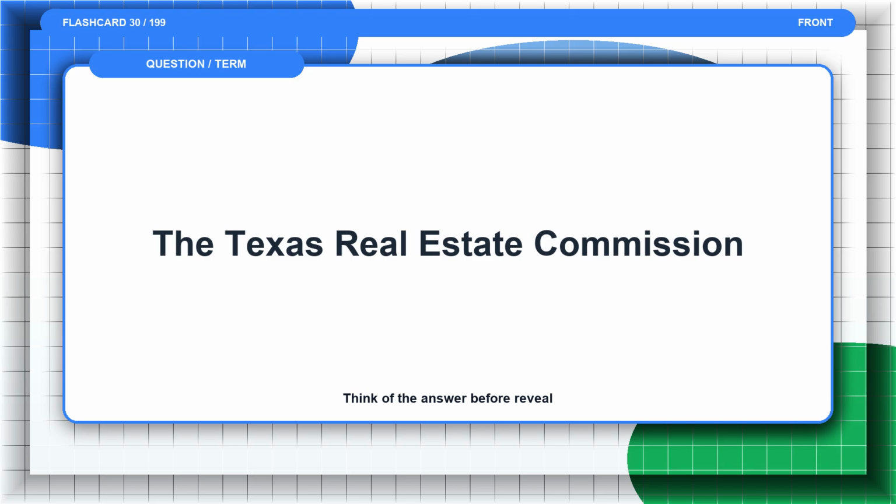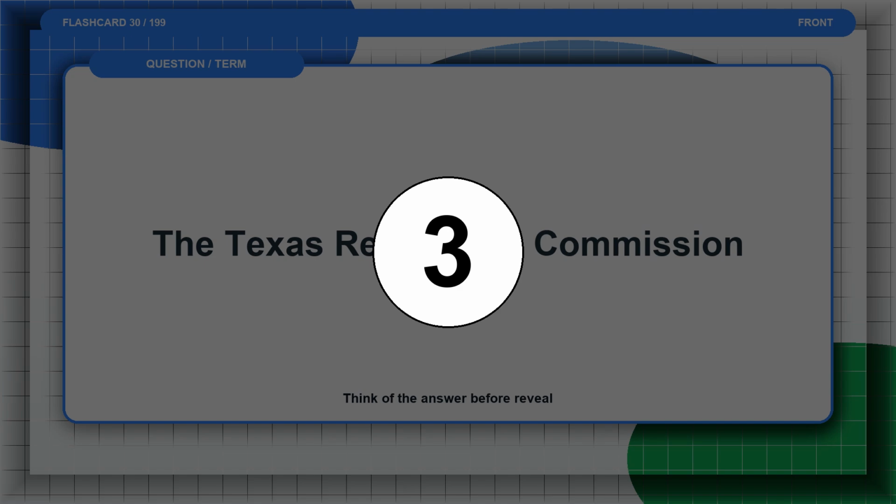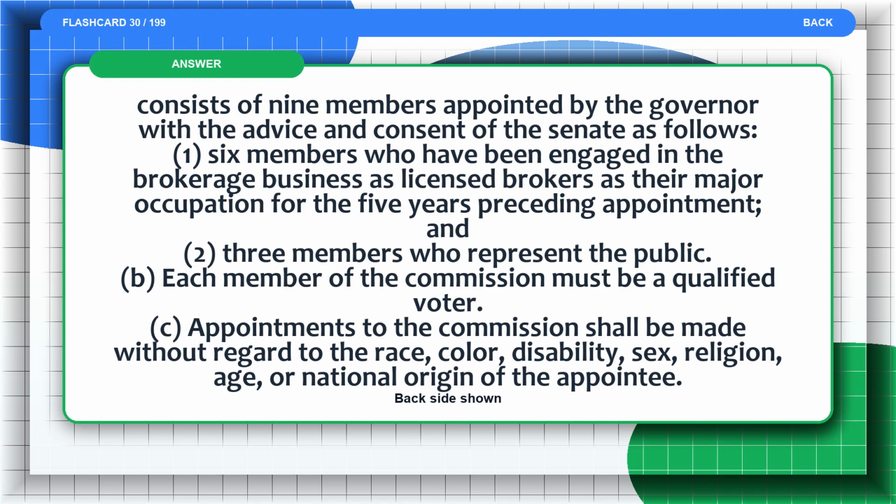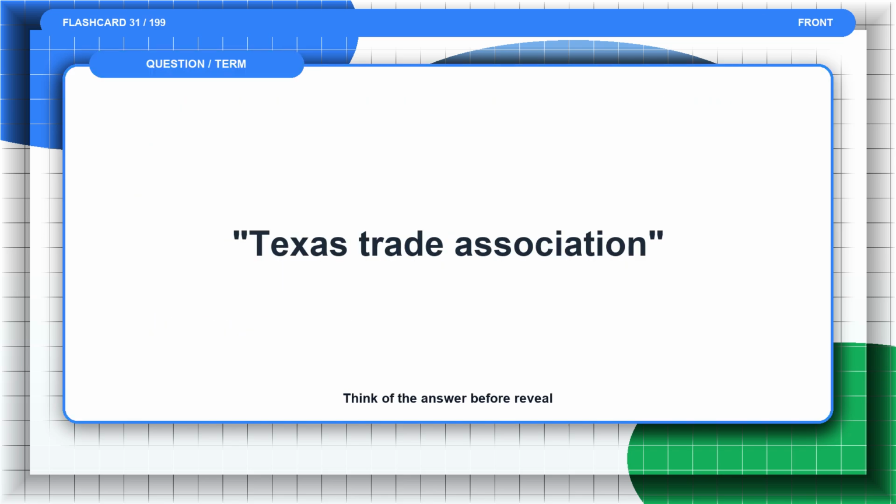Pause and think of the answer before the reveal. The answer consists of 9 members appointed by the governor with the advice and consent of the Senate as follows. 1. 6 members who have been engaged in the brokerage business as licensed brokers as their major occupation for the 5 years preceding appointment, and 2. 3 members who represent the public. Each member of the commission must be a qualified voter. Appointments to the commission shall be made without regard to the race, color, disability, sex, religion, age, or national origin of the appointee. Flashcard 31.